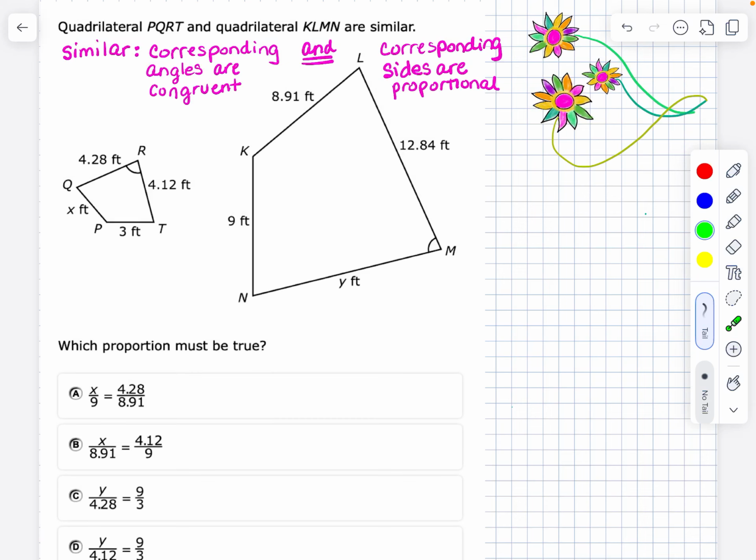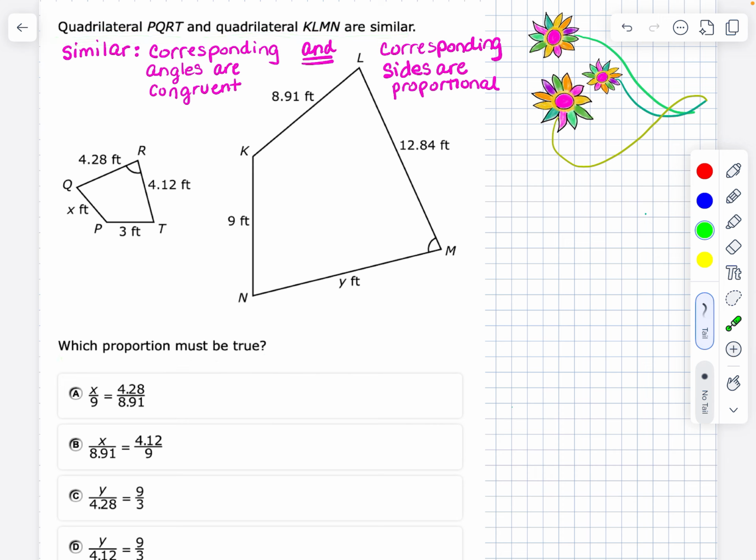All right, let's go through this problem. This one is kind of tedious. It's not very difficult, but it is tedious. So let's read through it and then I'll go back and explain what's going on. So we have quadrilateral PQRT and quadrilateral KLMN are similar. Which proportion must be true?